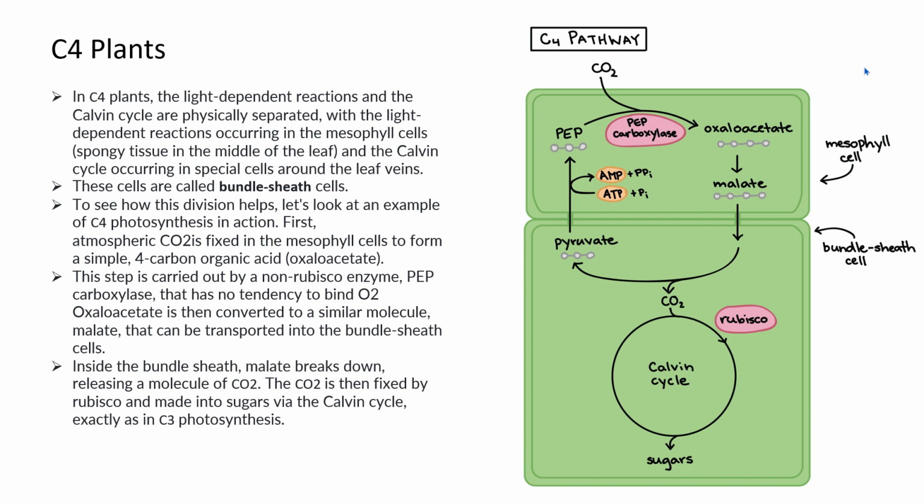Okay. Now we'll know one of the major steps, which is carried out by the non-rubisco enzyme, the PEP carboxylase, that has no tendency to bind O2 to oxaloacetate. So the rubisco is one of the major materials that can bind with anything. It will bind with O2, it can bind with CO2. Then it is converted to a similar molecule, malate, as we are seeing, oxaloacetate then to malate. Then the CO2 will break down and will meet the rubisco, fix with rubisco and make the sugar.